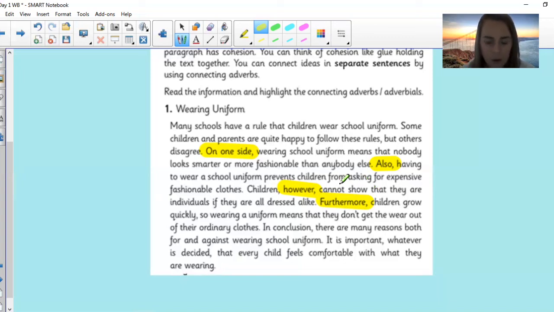And then we have got, in conclusion, there are many reasons, both for and against. It is important, whatever is decided, that every child feels comfortable with what they are wearing. Okay, there is one more in there. I wonder whether you can decide what it is. Have a little think. Fabulous. Well done if you said in conclusion, because that tells us that this paragraph is coming to an end. So well done those of you who have got as far as that. Hopefully you found all of those along with me.